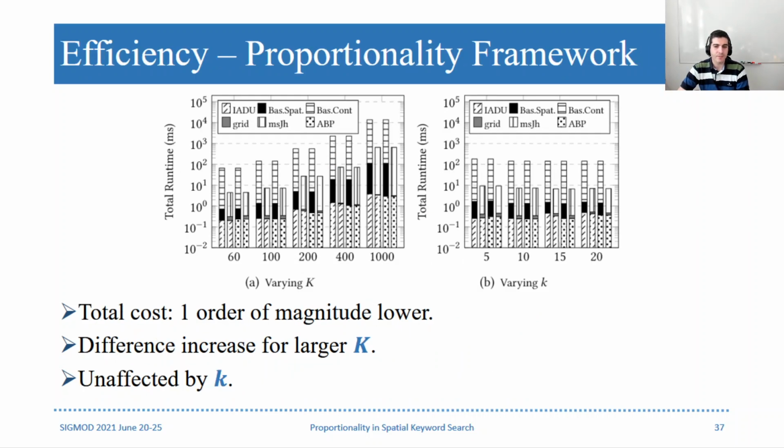We also tested the efficiency of our algorithms as part of a complete retrieval framework based on existing grid algorithms EADU and ABP. We can observe that for all settings, the cost of our optimized version is about one order of magnitude lower than the baseline version, and the difference tends to increase for larger sizes of the input set. This is mainly due to the improvements in the spatial proportionality calculations. At the same time, it's unaffected by the result size.